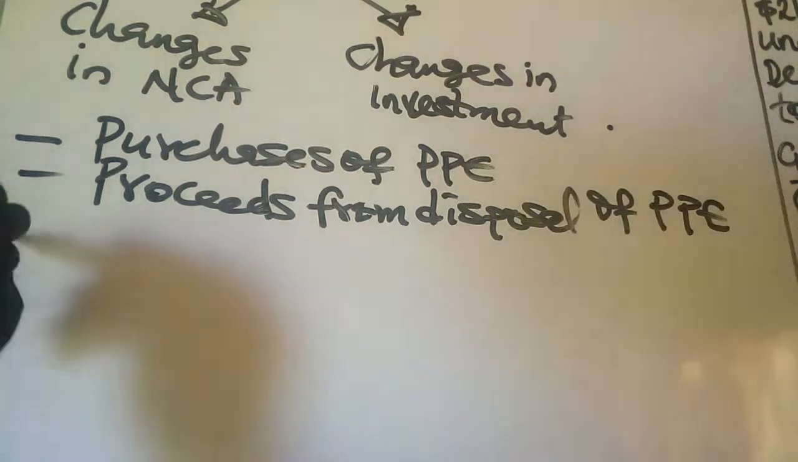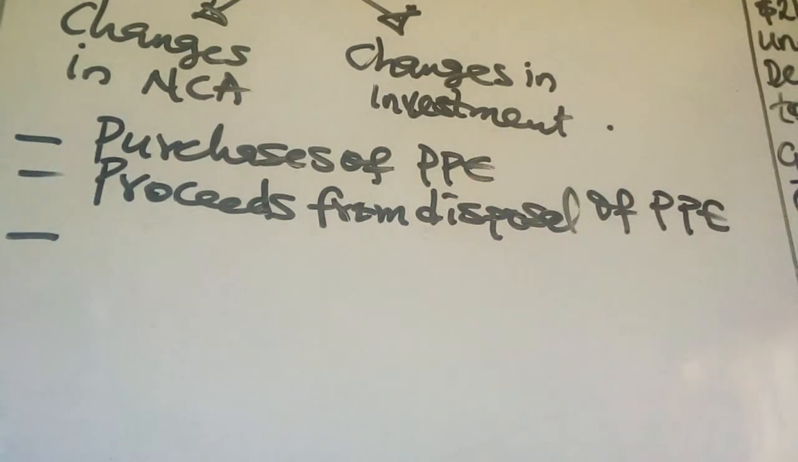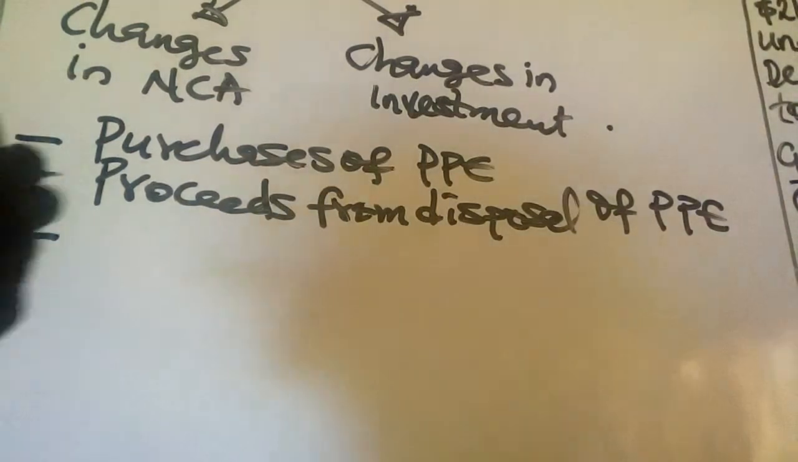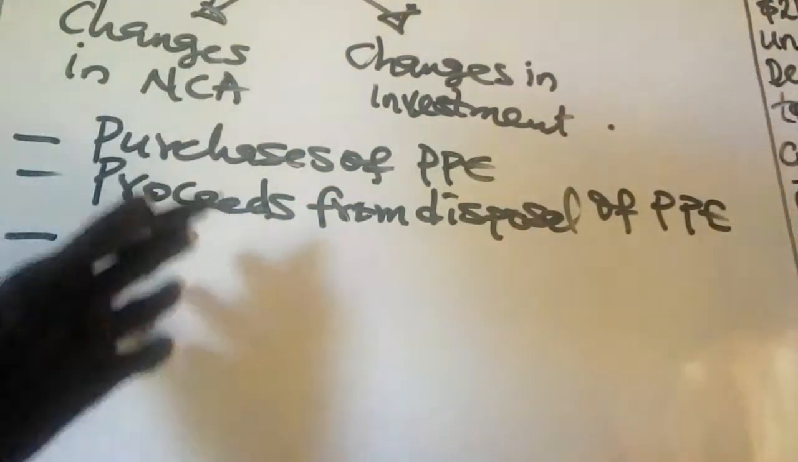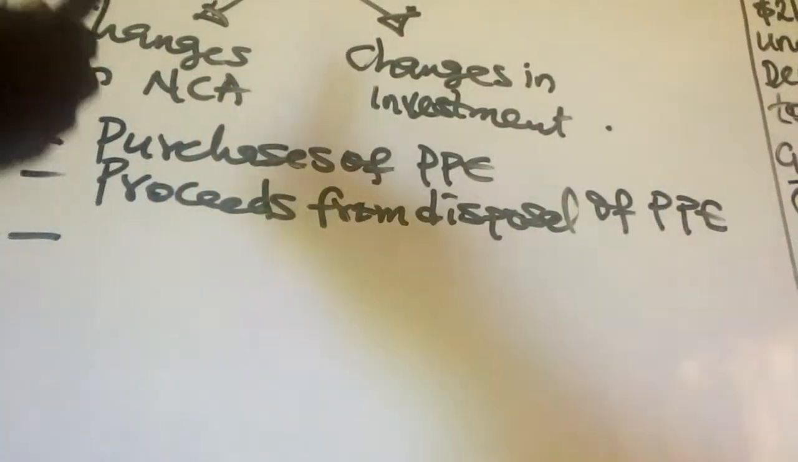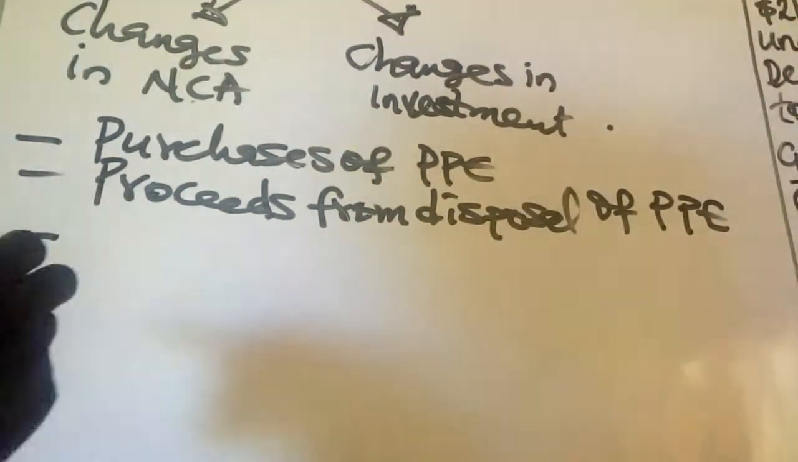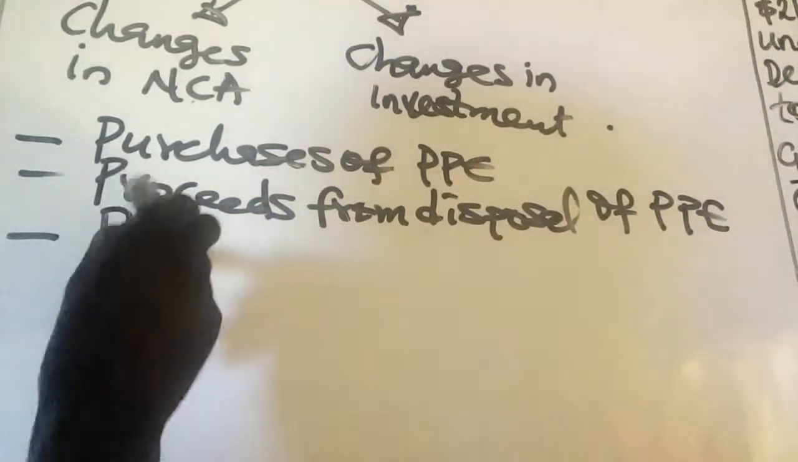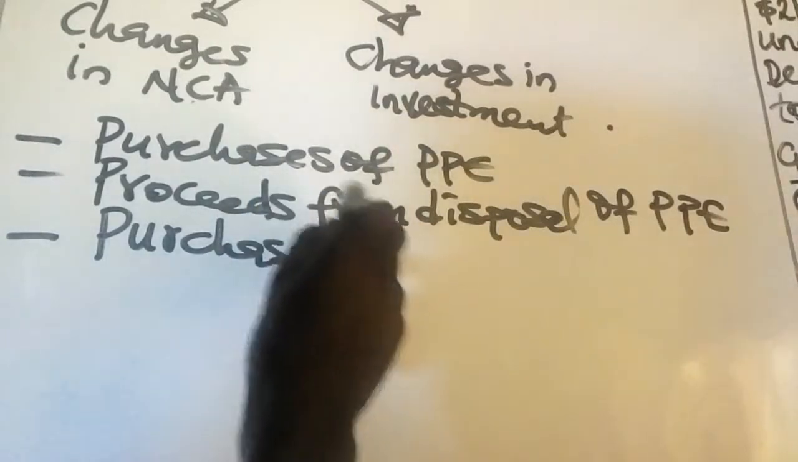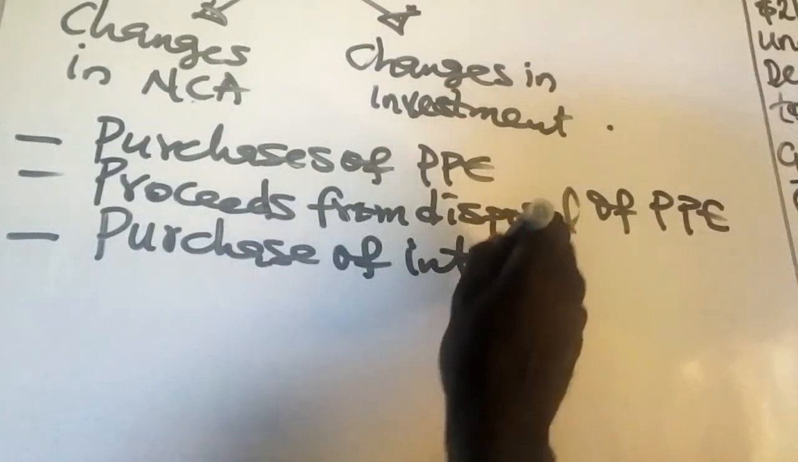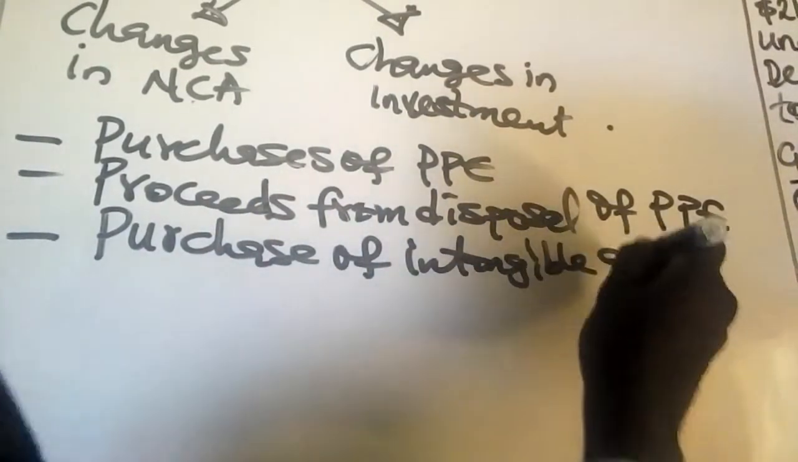Remember, intangible assets are also part of your non-current assets. I've told you that investing activity deals with changes in non-current assets and changes in investment. So intangible assets are part of your non-current assets, and so purchase of intangible assets is an investing activity.